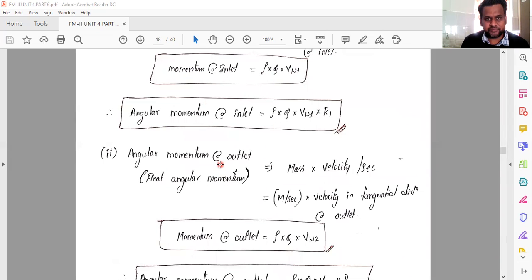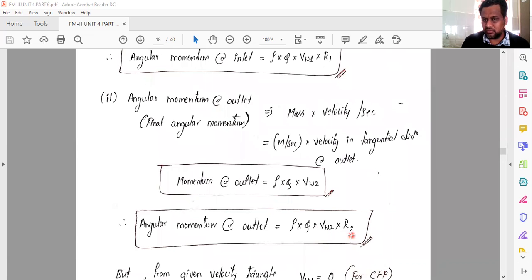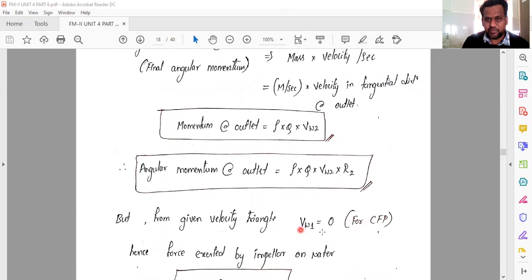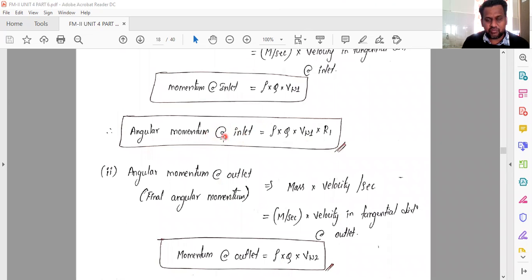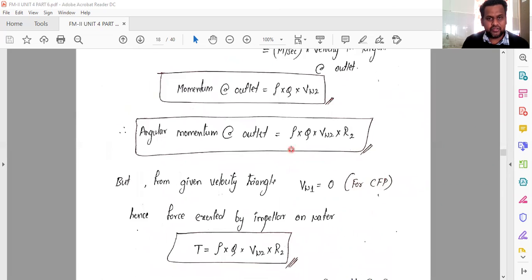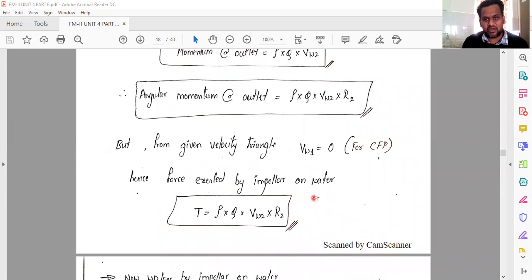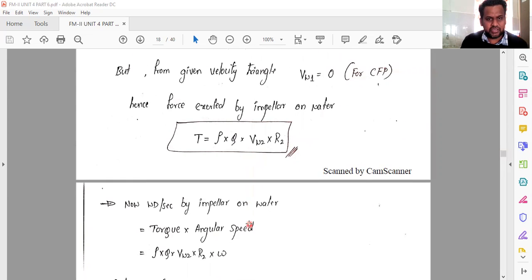Similarly, at outlet, same thing, rho into Q into VW2 into R2. But you know our assumption was that VW1 is equal to 0. So VW1 is 0, which means angular momentum at inlet becomes 0. So the torque exerted by the impeller on water is only this one. That is, torque is equal to rho into Q into VW2 into R2, that is angular momentum at outlet. So that is about the torque.